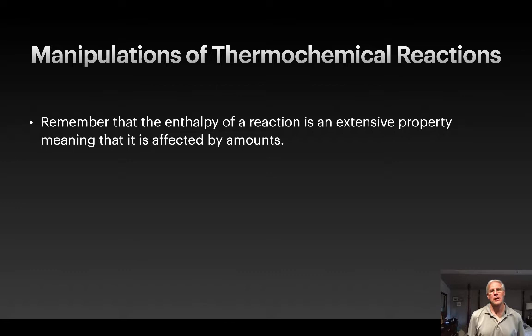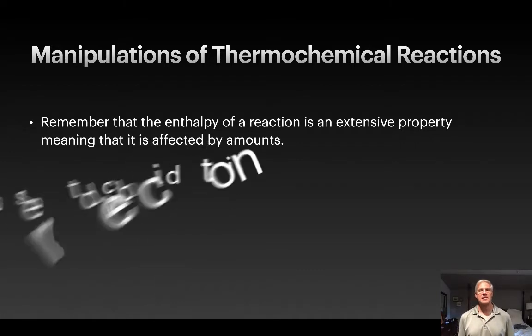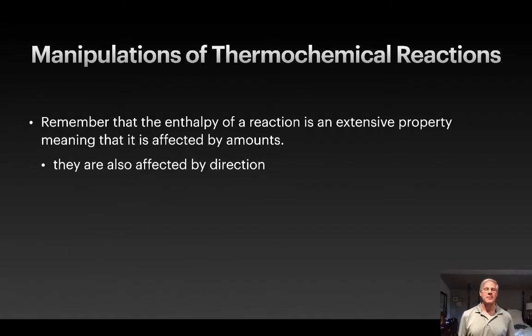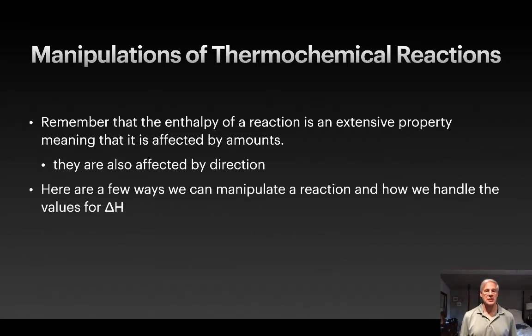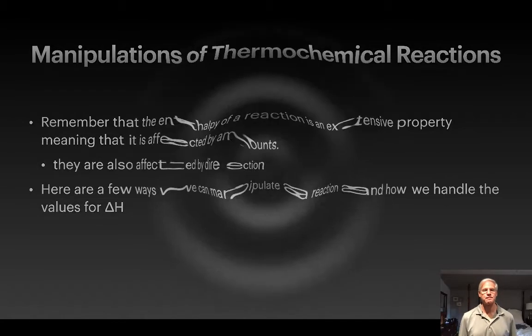So with our thermochemical reactions, remember that enthalpy of reaction is extensive, and that means that it can be affected by amounts. It turns out they are also affected by the direction that a reaction is written in. So there's a couple of different ways that we can manipulate a reaction and how we can handle trying to find values for delta H.